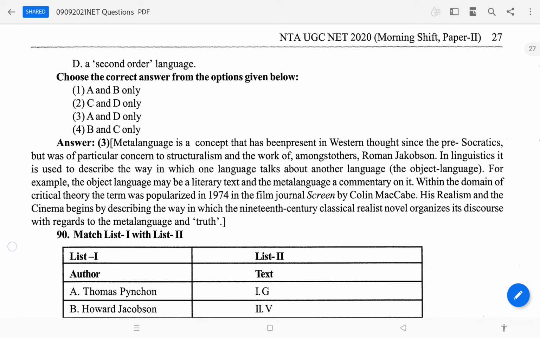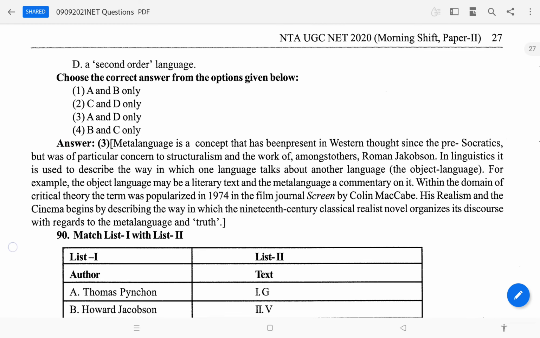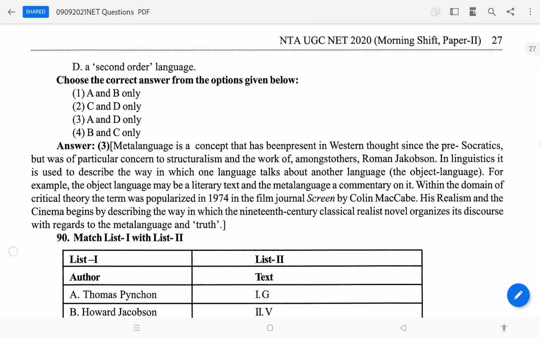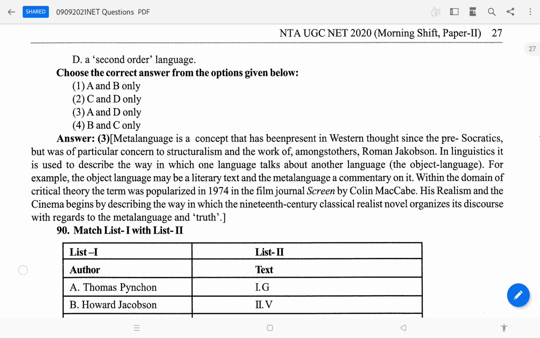So, what is meta language? In linguistics, it is used to describe the way in which one language talks about another language. So it is like one language talking about another language, the object language. For example, the object language may be a literary text, and meta language does commentary on it. So what is meta language? Meta language does commentary on the other language.